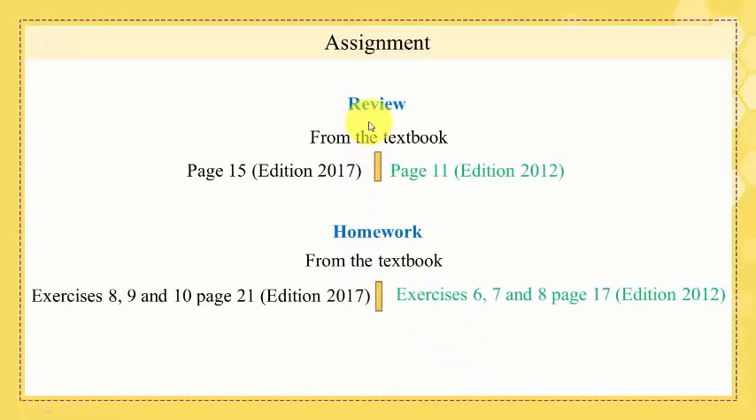Assignment: review from the textbook, page 15 in the edition 2017 or page 11 in the edition 2012. Homework from the textbook in the edition 2017, exercises 8, 9, and 10, page 21. In the edition 2012, exercises 6, 7, and 8, page 17.